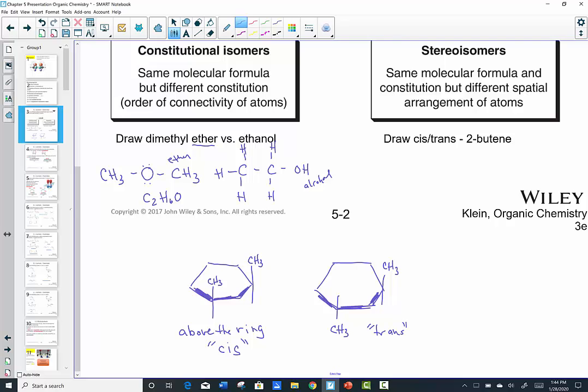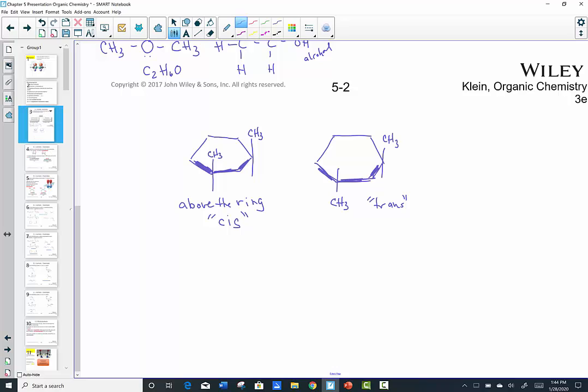The cis-trans configuration of 1,3-dimethyl cyclohexane. Notice that they have different names, and therefore they are different stereoisomers. It became part of the structure's name, cis-1,3-dimethyl cyclohexane. Over here, becoming part of the name is trans-1,3-dimethyl cyclohexane. Since they are different structures, they have different names. They are stereoisomers. Cyclohexane. I'm trying to spell and talk.